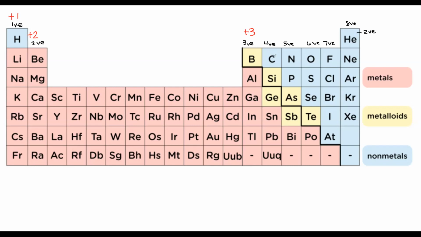We're going to skip over group 14 for a minute. It's very complicated here. We have carbon, which is a non-metal. We have silicon and germanium, which are metalloids, and then tin and lead. So we're going to skip over group 14.